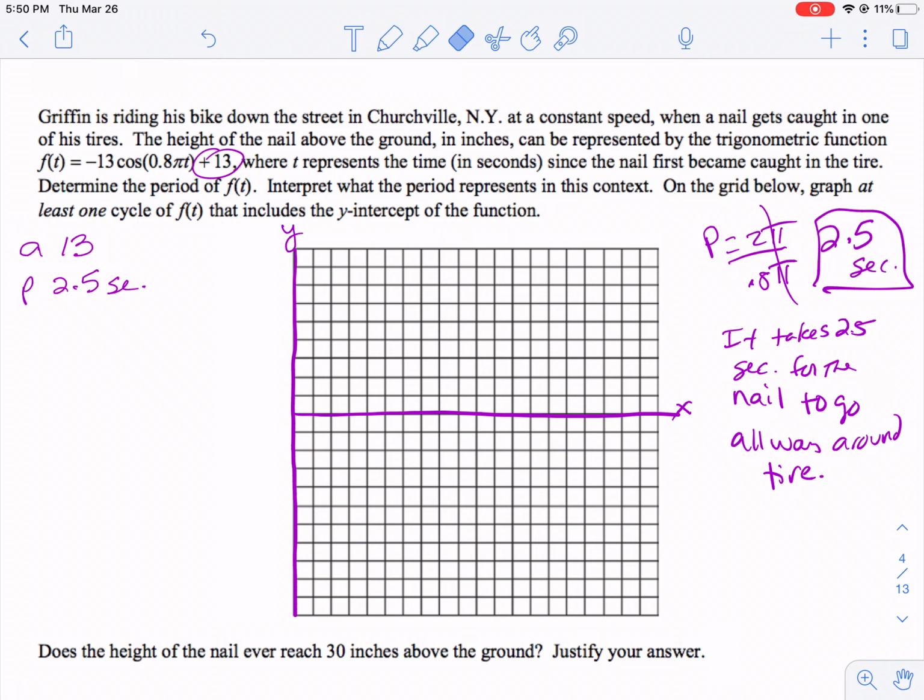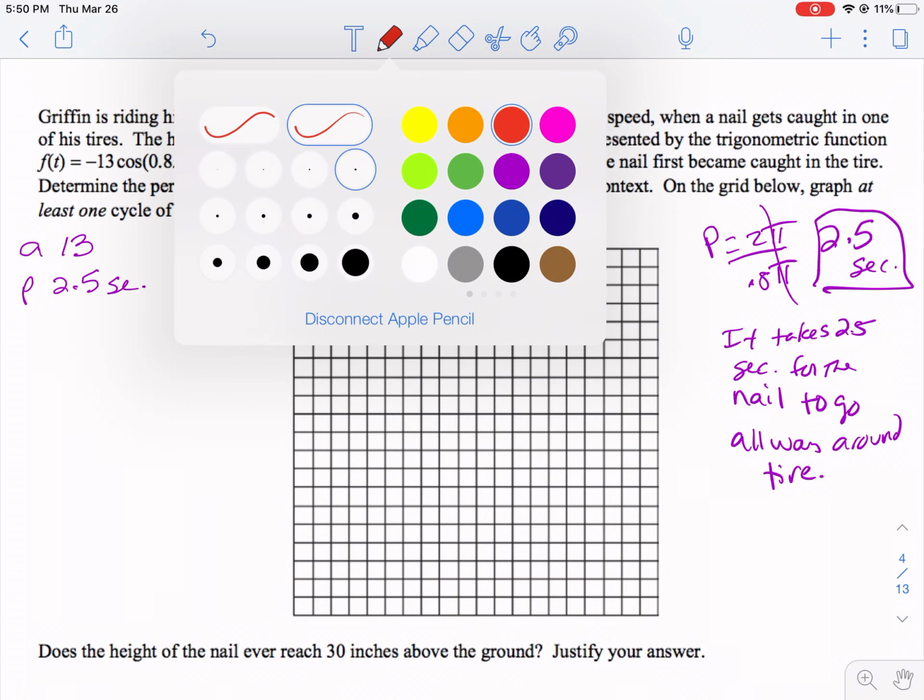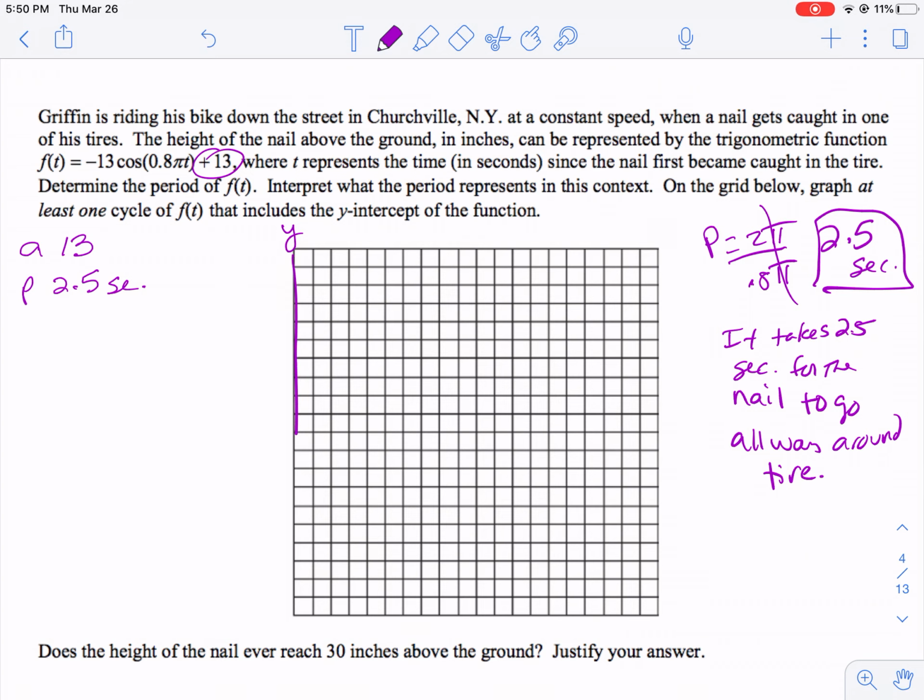So, actually, you know what I'm going to do? That nail is never going to go underground, so I'm going to make my axes all the way down here. That way I can count by ones, because I have to get as high as 26. I'm not counting by ones either. Let's count by twos. 2, 4, 6, 8, 10, 12, 14, 16, 18, 20, 22, 24, 26.